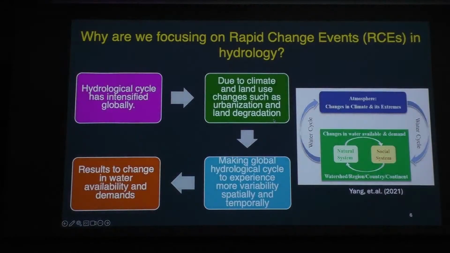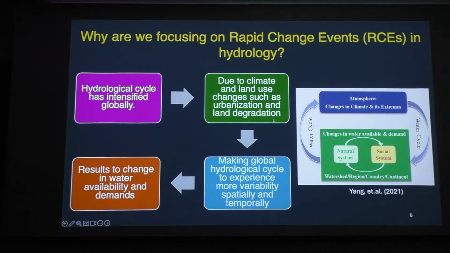Let's start with the introduction. Why are we talking about rapid change events? We are talking about rapid change events because the global hydrological cycle is intensifying. A warmer atmosphere holds more moisture, storms can dump more water, and hot, dry spells pull moisture from soil and vegetation faster.